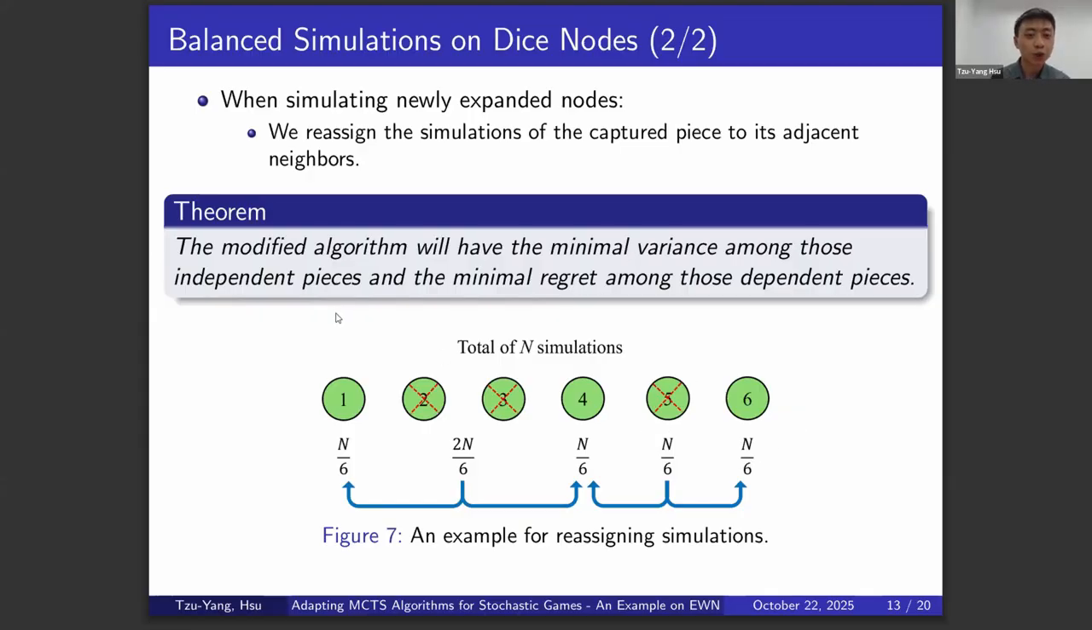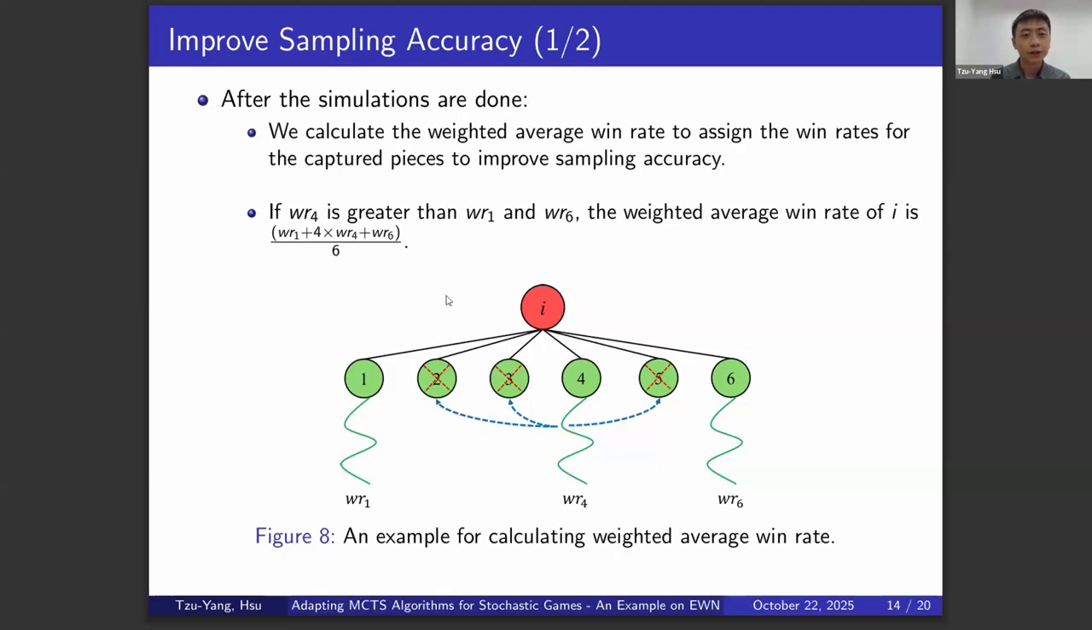And we also prove a theorem that the modified algorithm will have the minimal variance among those independent pieces and minimal regret among those dependent pieces. And after the simulations are done, we calculate the weighted average win rate to assign the win rate for the captured pieces to improve sampling accuracy.